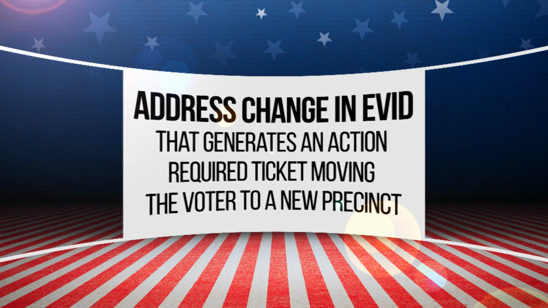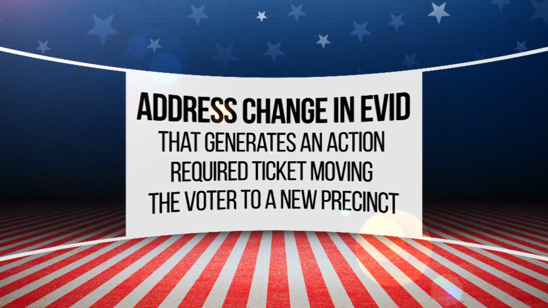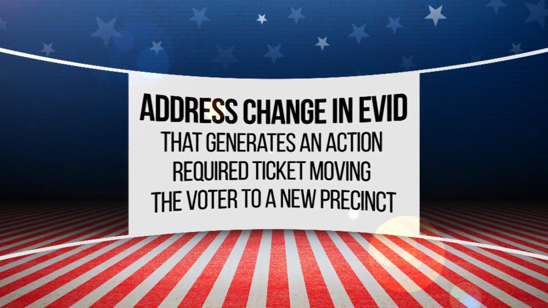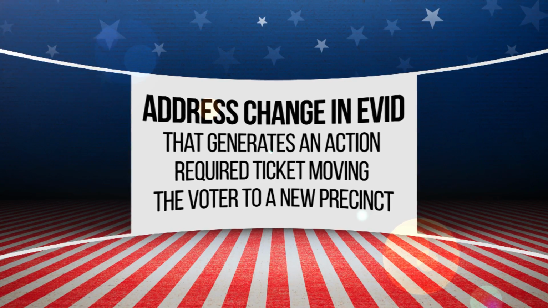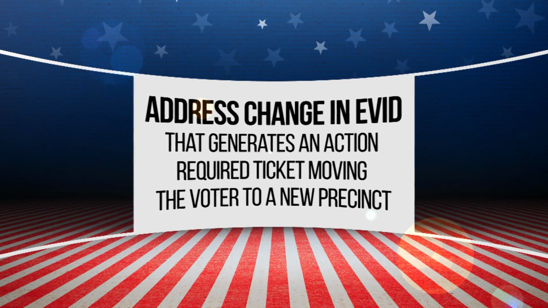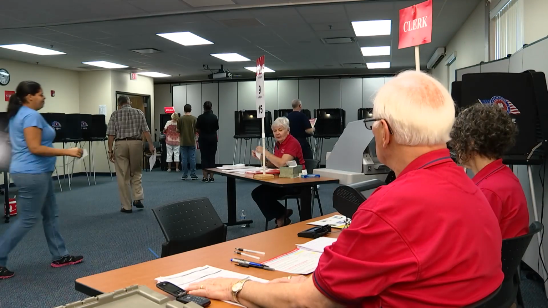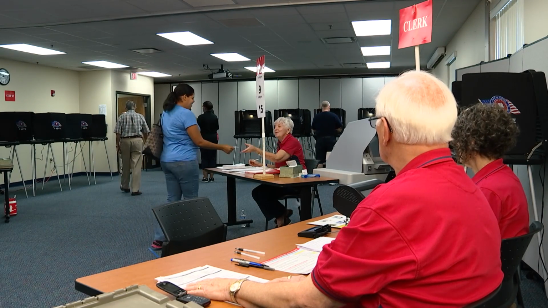Example 2 of an address change provides instruction on how the eVid will reassign the voter to the correct precinct. The address change procedures are the same, but the new address will generate an action required ticket that requires the voter to vote in a new polling location.